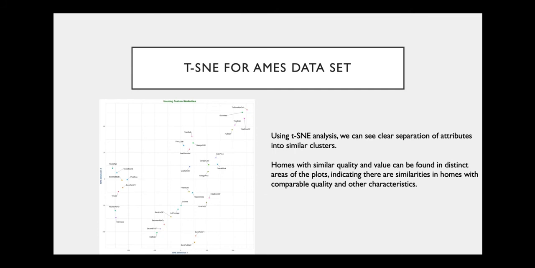So the first type of analysis and model I did was t-SNE for the Ames housing dataset. Using t-SNE analysis, we can clearly see a separation of attributes into similar clusters. Essentially, we can see that homes with similar quality and value can be found in distinct areas of the plots, showing that there's similarity in homes of comparable quality and other characteristics, meaning that a home with greater living area and total bath are all related to each other. The same way, a home with similar price per square foot and year built are also related. And we can see around 6 different clusters from this t-SNE analysis.